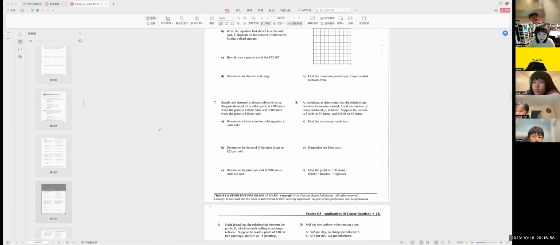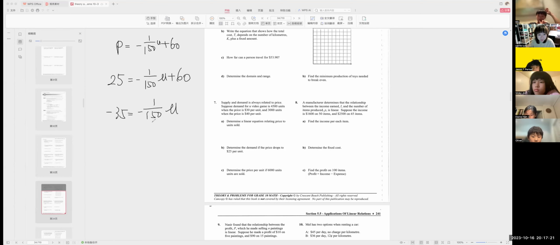Okay, so let's take a look at next one. Okay, determine the demand. So we know price equals negative 1 over 150 units plus 60. So determine if the price dropped to 25 per unit. So 25 equals negative 1 over 150 unit plus 60. So negative 35 equals negative 1 over 150 U. So U equals what? U equals 150 times 35. 我用计算器做了啊。So 5,250.